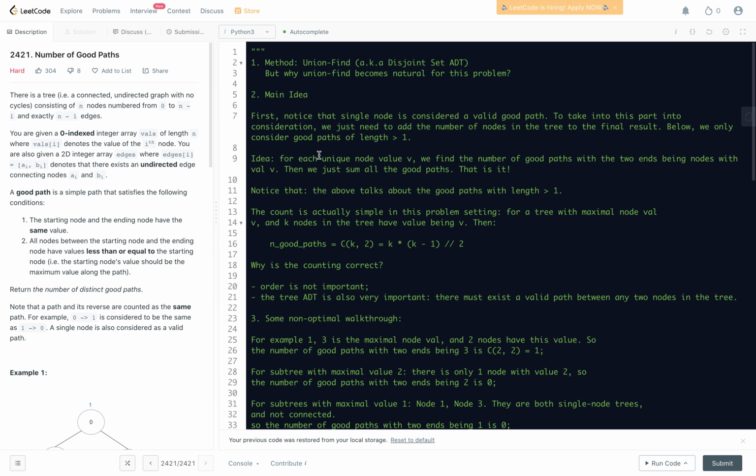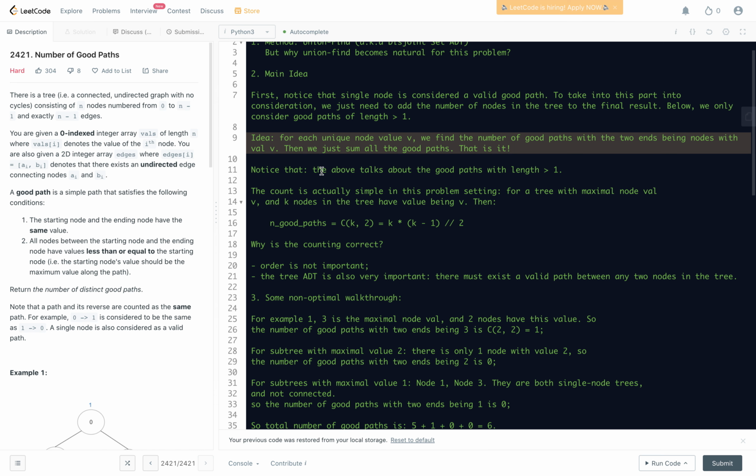So the idea actually is simple. Actually, I would say sort of brute force. We say brute force, but when we do the implementation, there are some tricks. So for each unique node value v, we try to find the number of good paths with the two ends being nodes with the value v. Then we just need to sum all the good paths with different unique values. That's it. So that's the overall guiding principle.